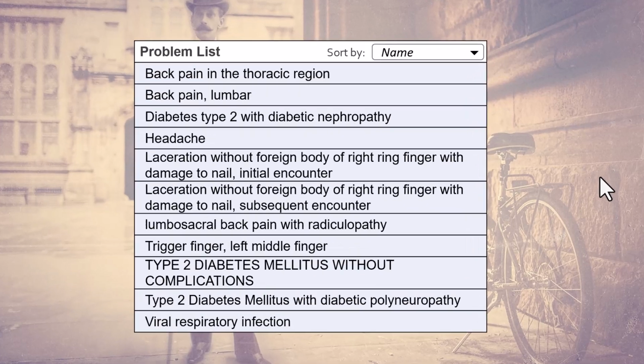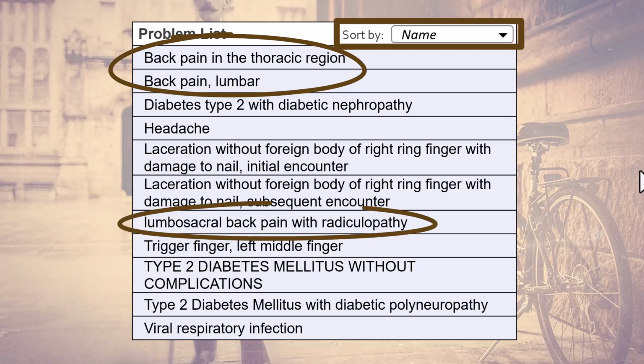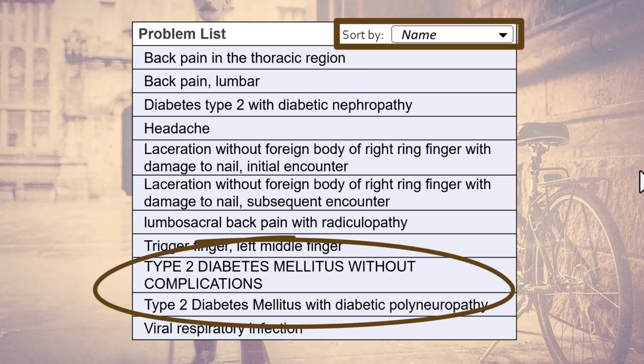Look how dense this is. There's a lot of duplication. Some of the problem names are 10 or 15 words long. It's sorted by name, and yet back pain's up here, and it's also down here. Diabetes is down here, and it's also up here.